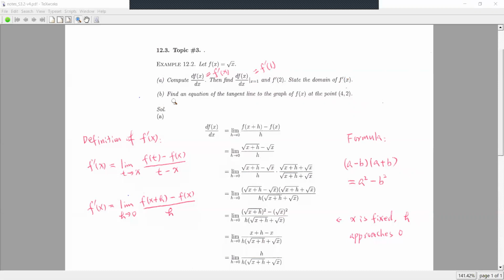Part B, find an equation of the tangent line to the graph of the function f at this point. This point is on the graph of function f because the y-coordinate 2 is the function value at the x-coordinate 4. Plug in 4 into the function. Square root of 4 is 2.